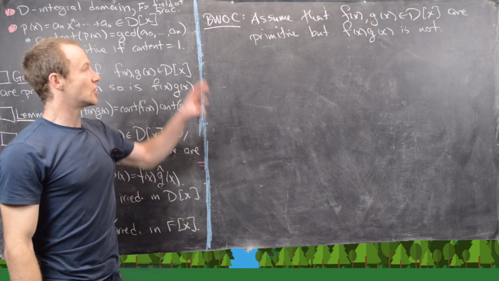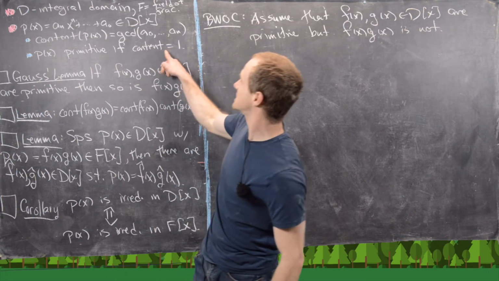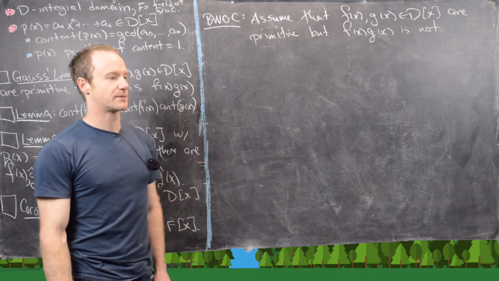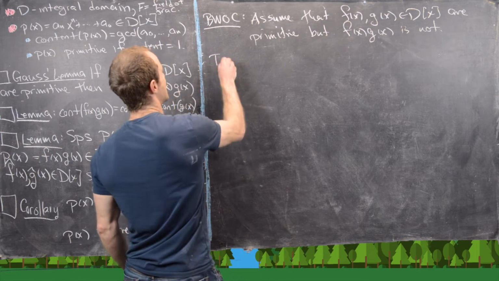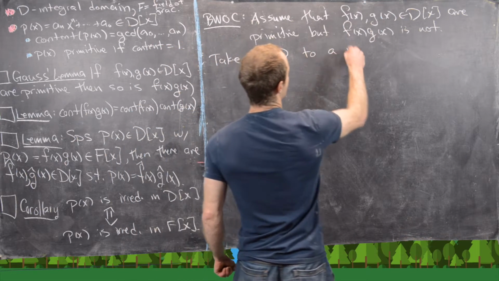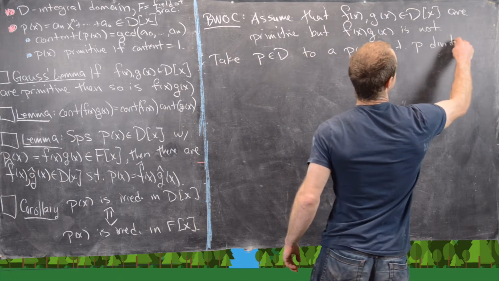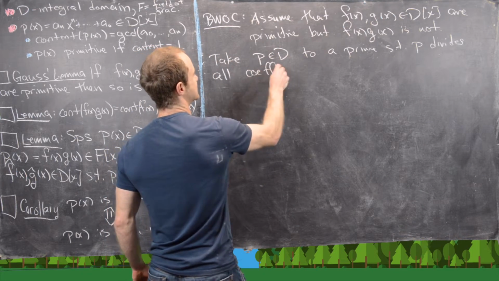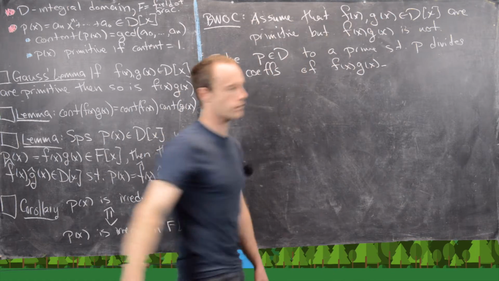Okay, good. So since f(x) times g(x) is not primitive, that means its content is not equal to 1. But if its content is not equal to 1, that means there's a prime that divides all of its coefficients. So let's go ahead and take P in D to be a prime such that P divides all coefficients of f times g. So let's write that like this. All coefficients of f(x) times g(x).